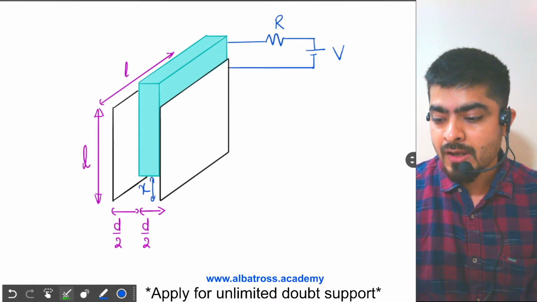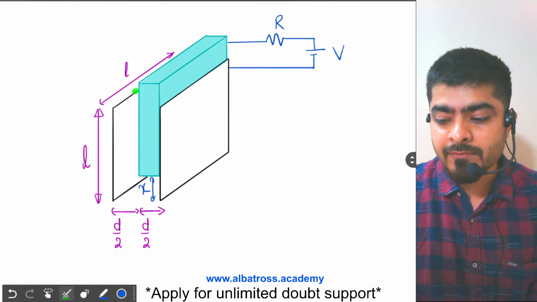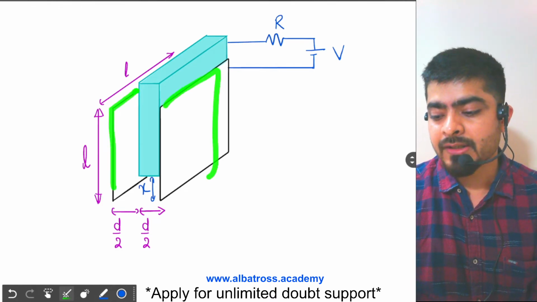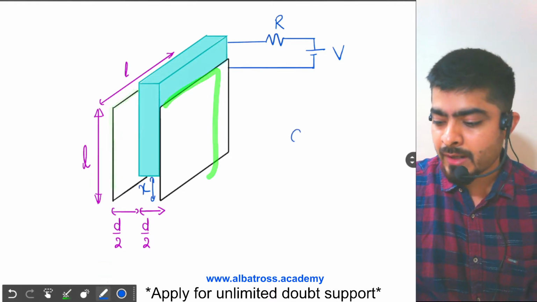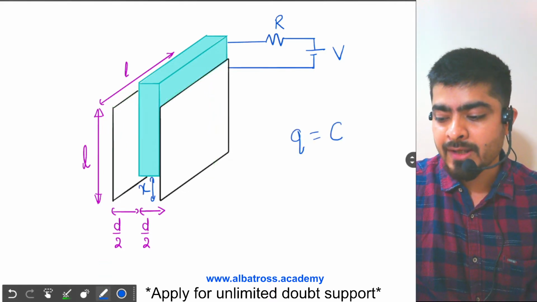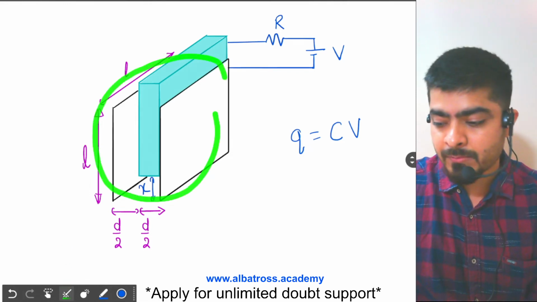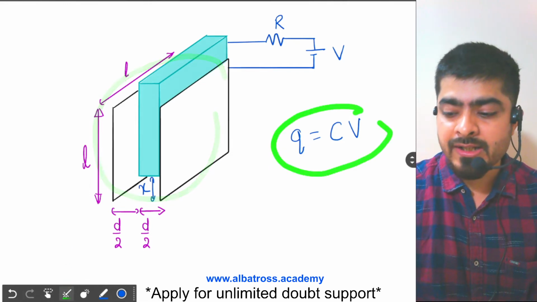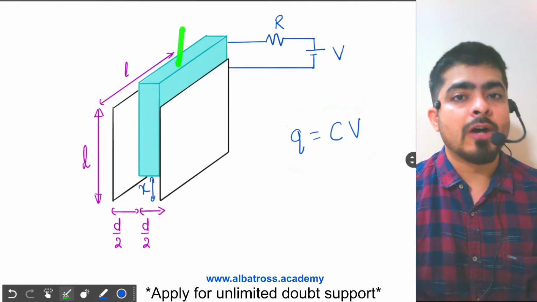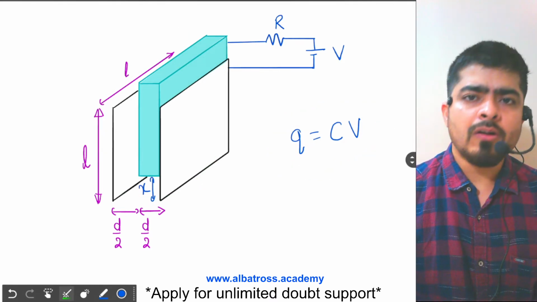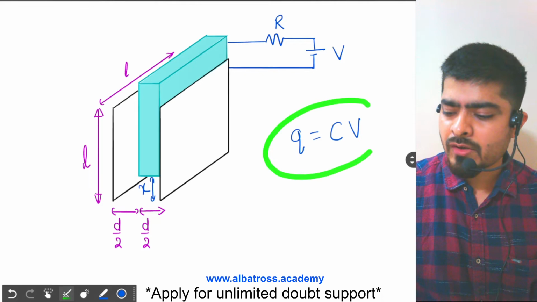So we could directly say that the charge on the capacitor at any moment is given by Q equals CV, because the sheet or the dielectric is being pulled out very slowly. So we have to use this concept only.